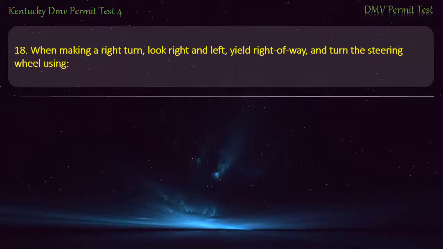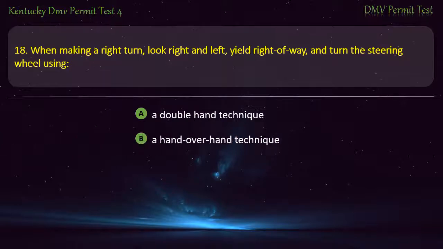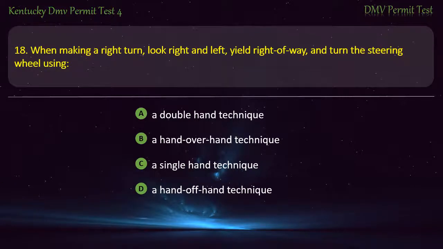Question 18. When making a right turn, look right and left, yield right of way, and turn the steering wheel using a double hand technique, a hand-over-hand technique, a single hand technique, a hand-off-hand technique. Answer. A hand-over-hand technique.